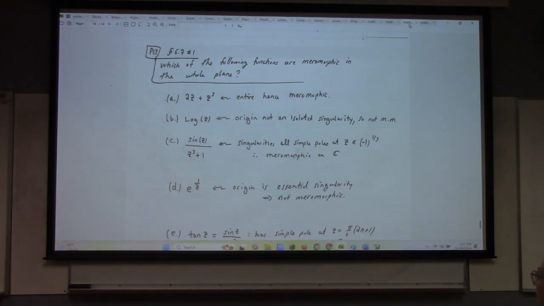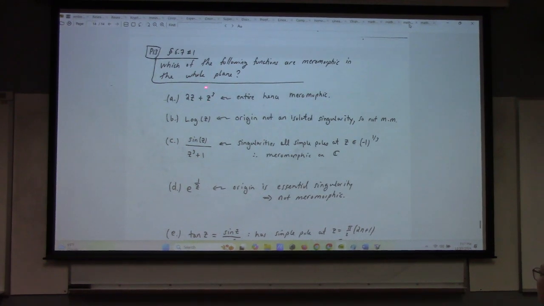I think this is a good problem. There's a lot to learn here. Which of the following functions are meromorphic on the whole plane? So it didn't say, what's the word, the extended complex plane, right? This is not C union infinity. This is just the complex plane. So with that in mind, this is meromorphic.